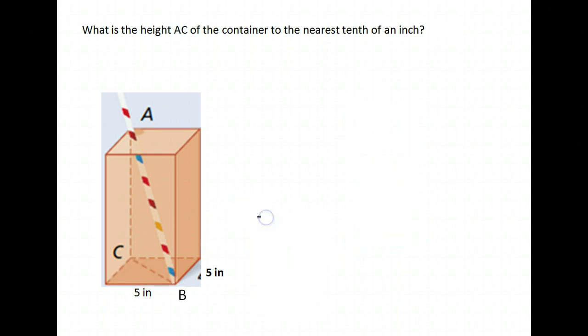We're going to continue solving. What is the height AC of the container to the nearest tenth of an inch? So now we want to know how tall the container is, AC. Well, let's use the things we found in our previous questions, that the length of the straw is 9 and this segment BC down here is 7.1. If you look at that, notice once again we have a right triangle. The hypotenuse is 9 and the leg is 7.1.